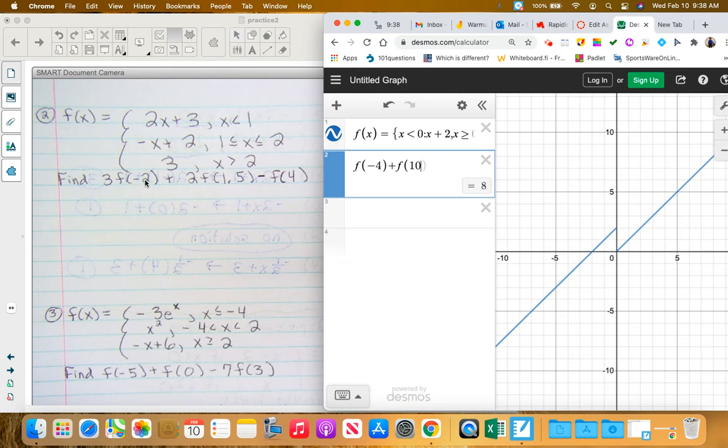So this problem wants us to take -2, substitute it in, and then multiply by 3. Take 1.5, plug it in, and then multiply by 2, and then subtract f of 4.